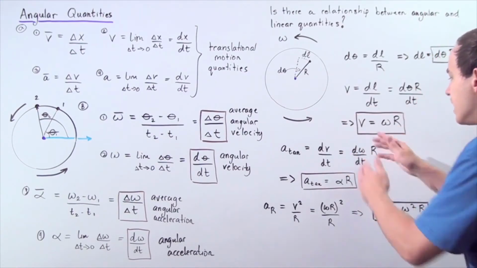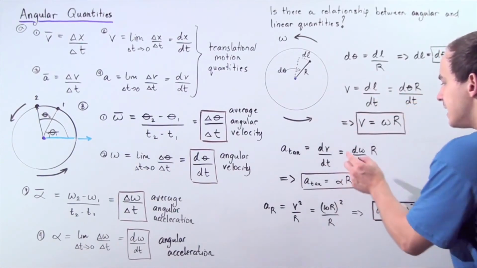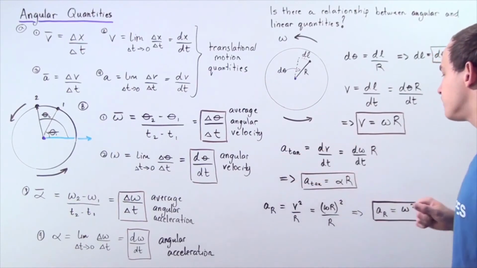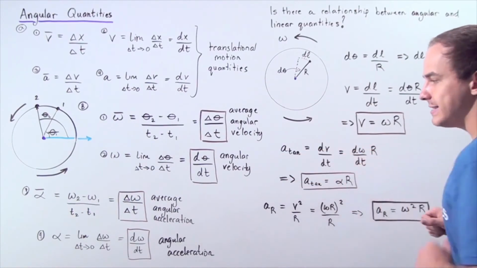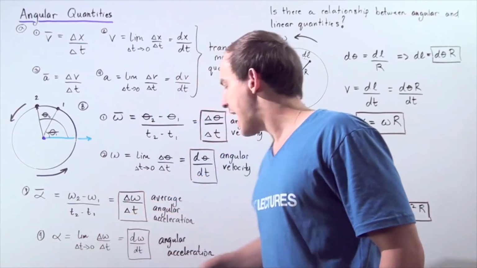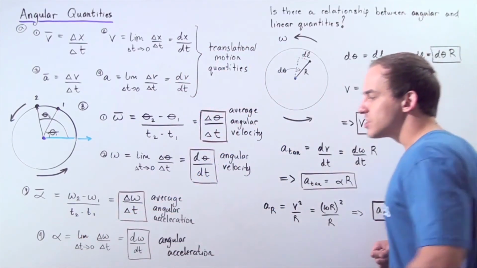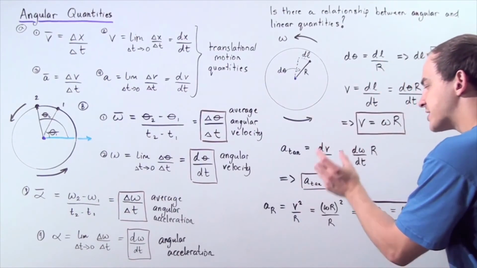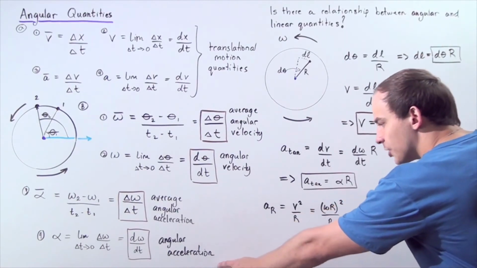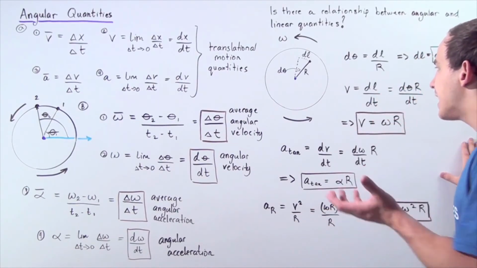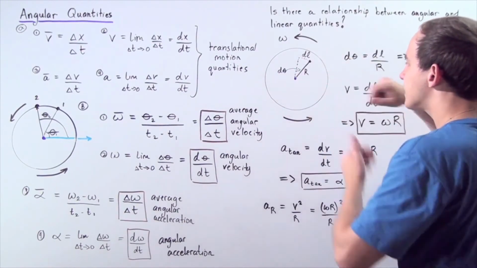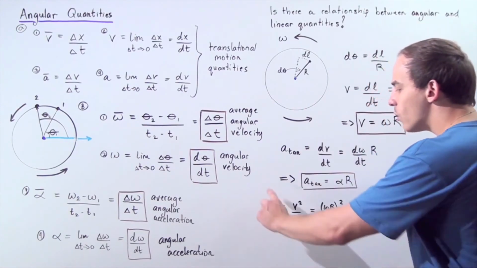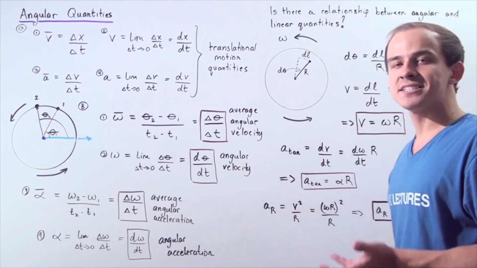So r is a constant, so we can take that out. So we see that d omega divided by dt times r is equal to a tangential. And d omega divided by dt is simply our alpha, our instantaneous angular acceleration. So we can take this and plug it into this and we get the tangential acceleration is equal to our angular acceleration times r. So once again, as we move further away from the axis of rotation, we see that our tangential acceleration increases.